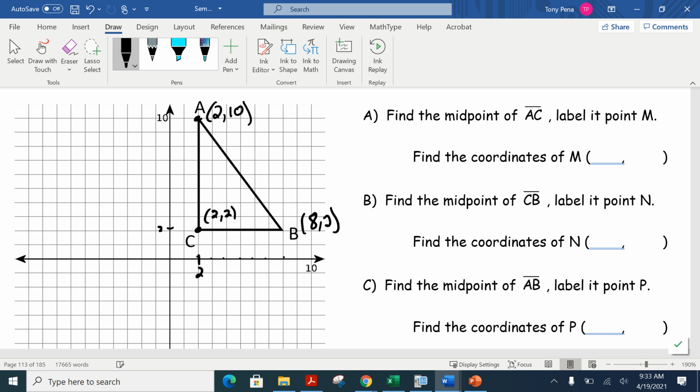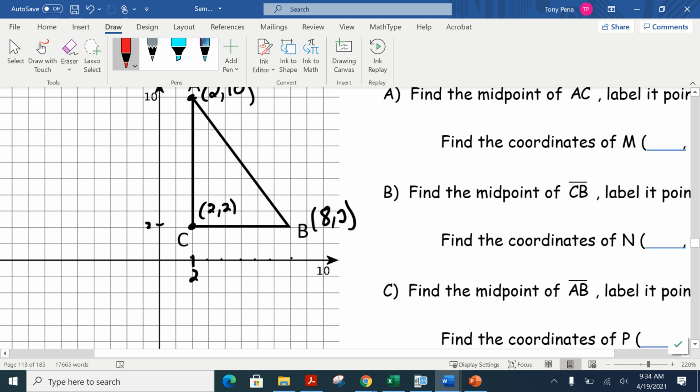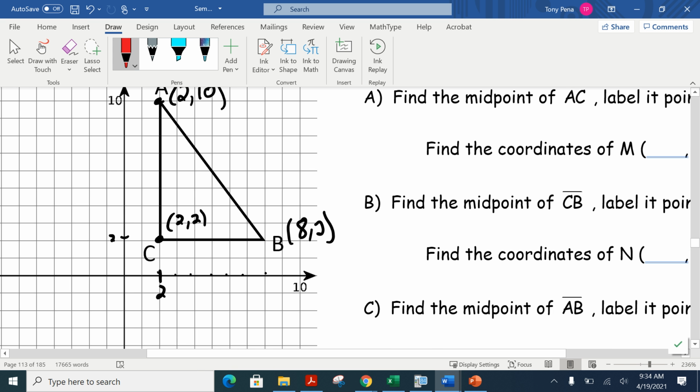So letter A. Find the segment AC, so that's the one that's going up and down. Go ahead and find the midpoint of segment AC, then label that as point M, and then tell me what those coordinates are. So without having to teach you some theorem or formula, we can all do this, hopefully.